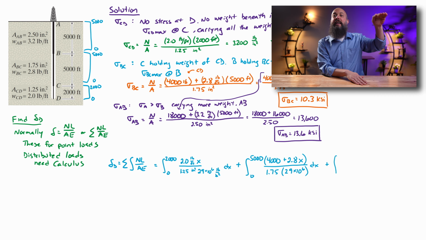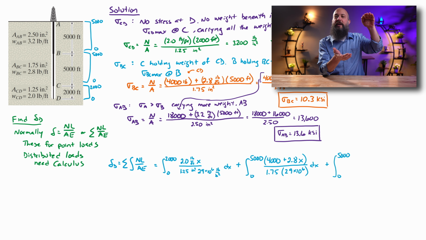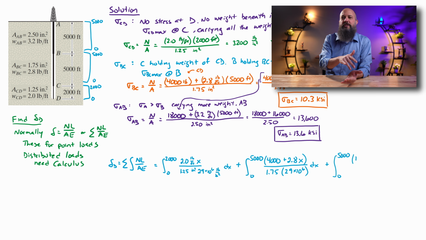We go up to 7,000 feet, and there'd be 4,000 plus 2.8 times 2,000, so an extra 56. So 9,600 pounds would be below that point. So 4,000 plus 2.8x is N, the normal force in this case.